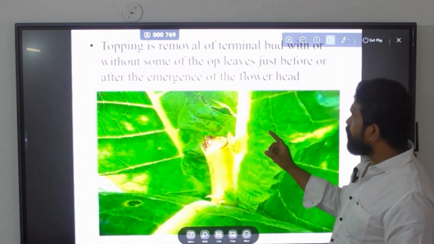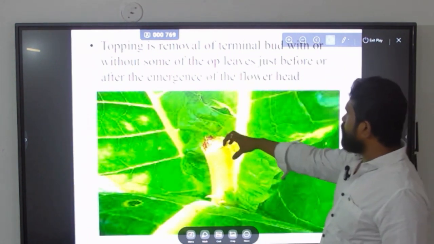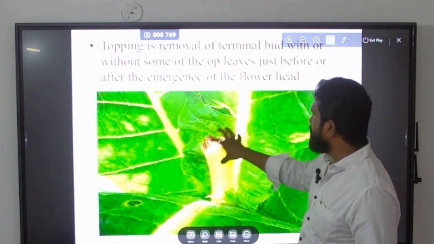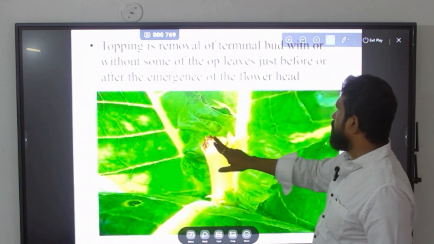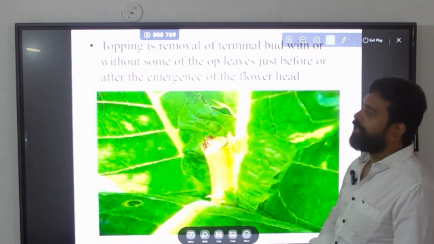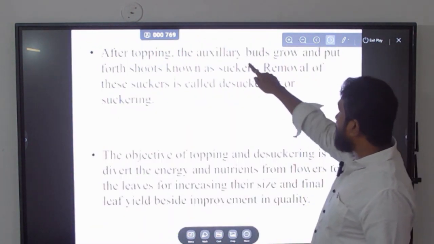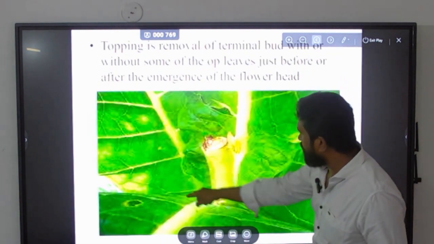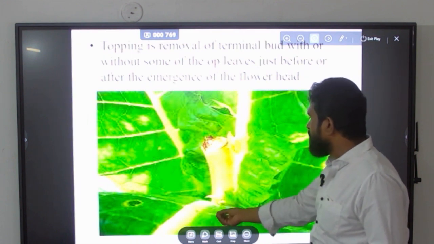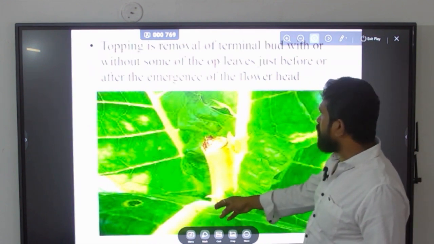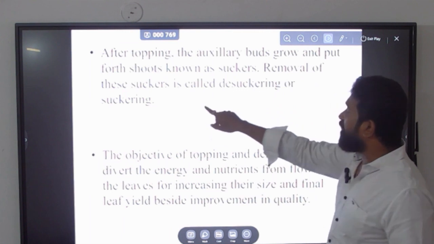Now you see, there is a process called topping. What is called topping of tobacco is that the buds are there, buds meaning the flower, just like the head here. They will cut and remove this bud, that is the flower on the tobacco. That is called topping. And there are also some axillary buds inside, on the sides. So in that side you have a lot of axillary buds. Those buds are also cut down after topping, and that is called desuckering or suckering.